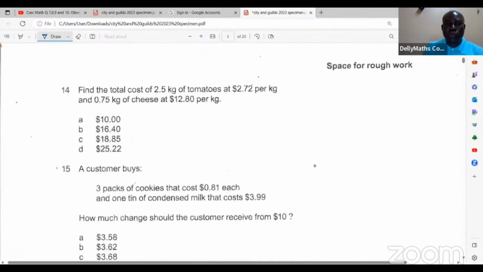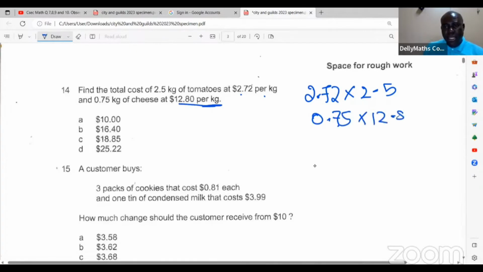Find the total cost of 2.5 kg of tomatoes at this price per kilogram. So you're talking about that's for 1 kilo and I need 2.5. So we're going to multiply there. And 0.75 kilogram of cheese at this price per kilogram. You're talking about multiplying this times this, because we have $12.80 for 1 kilogram. So you're multiplying, right? So all we're going to do is carry out our multiplication right now.